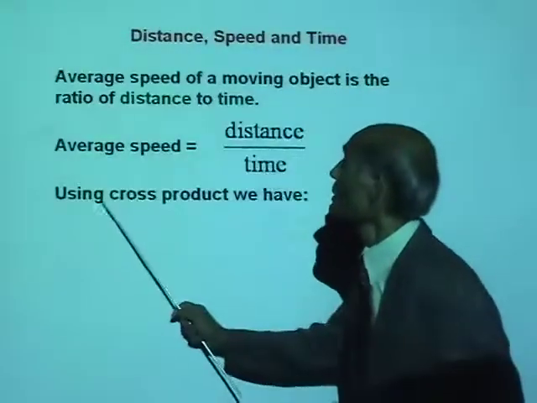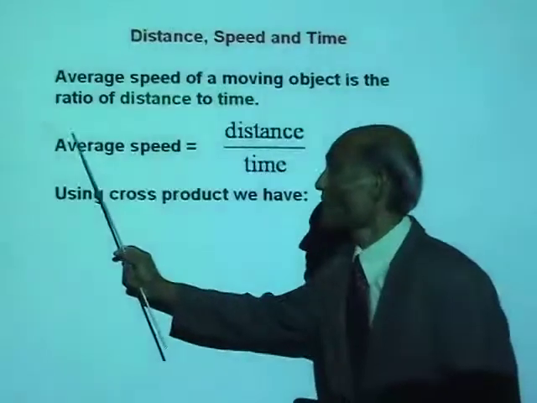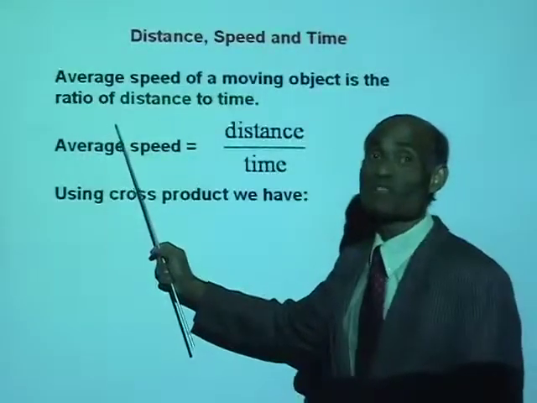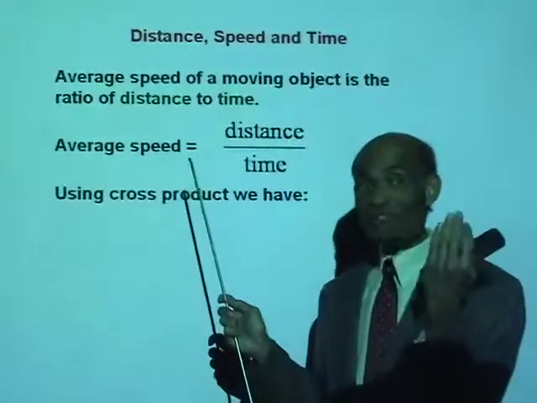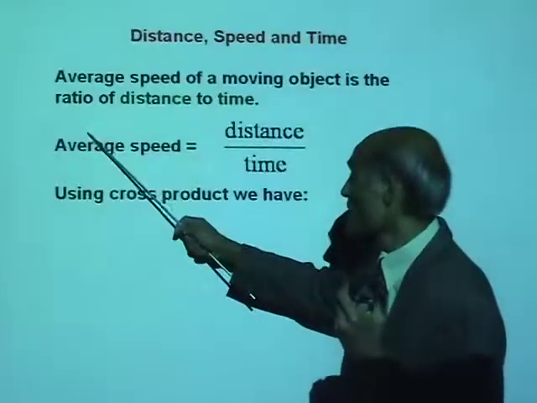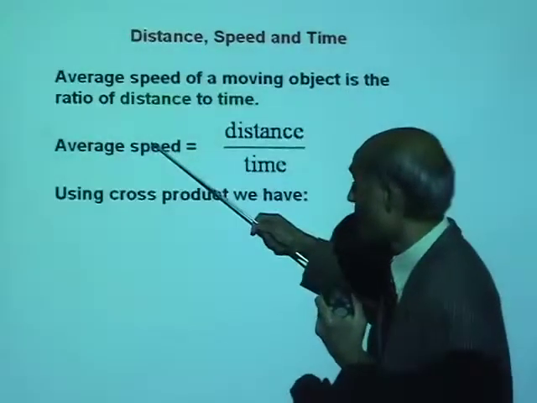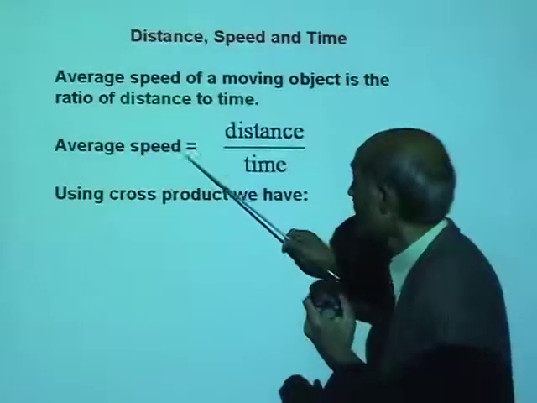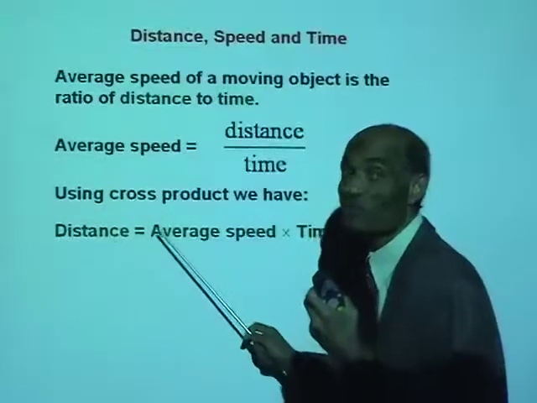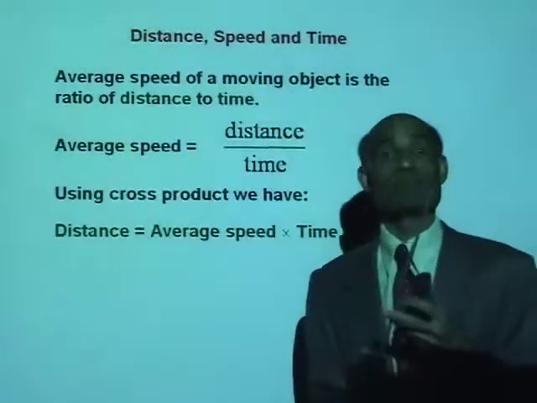Now, if you take the cross product, look at this. Average speed on the left side, you only have a numerator. What is the denominator? Denominator is actually 1. If you take the cross product, I can say average speed multiplied by time will be 1 multiplied by distance, or distance equals average speed multiplied by time.